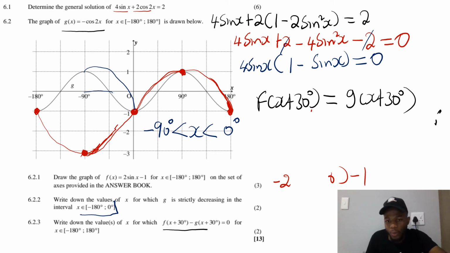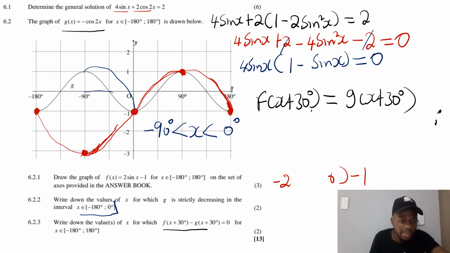Okay, and what does this mean? It means both g of x and f of x are shifted 30 units to the left. These two functions have been shifted 30 units to the left. So it means even their intersections have been shifted 30 units to the left. So let's start checking the intersections before these two functions were shifted. These two functions were intersecting at negative 180 degrees, before it was shifted. So let's check after it was shifted.